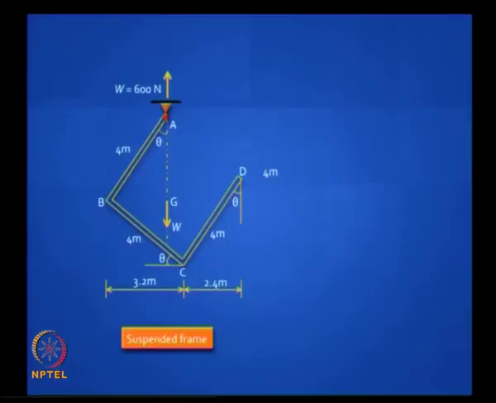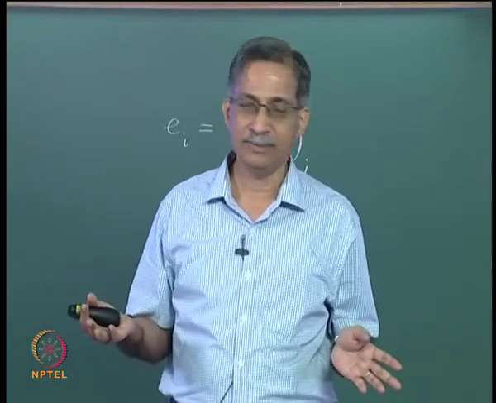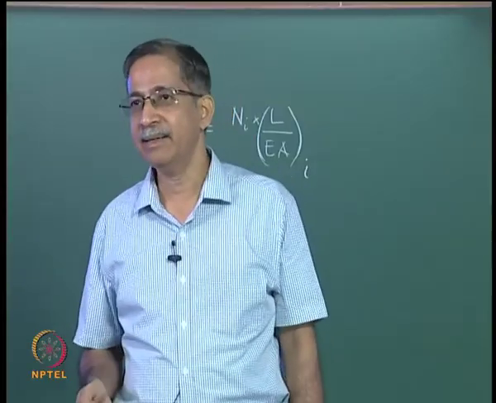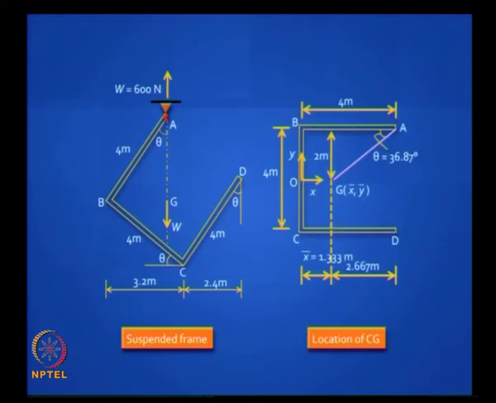And for this reason you can even idealize a catenary arch as a parabolic arch, which is easier to handle. We come to the end of this topic. This is a frame suspended by its own weight. So it's an interesting question: can you draw the bending moment diagram for this frame?